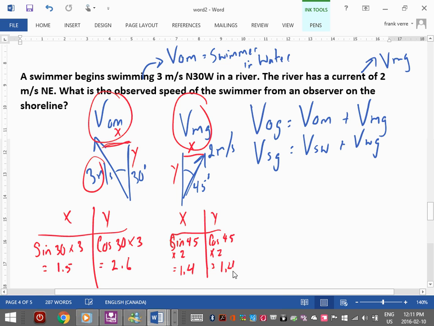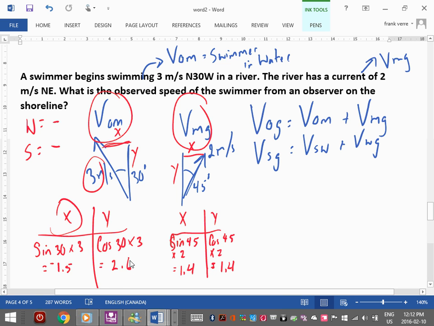1.4, 1.4. Now, I consider signs. So step 1, break the vectors into their components. Step 2, look at the signs, okay? So for this component, it's pointing west, so if I make west negative, then I'm going to make this negative. The y is, I'll make south negative and west negative, okay?